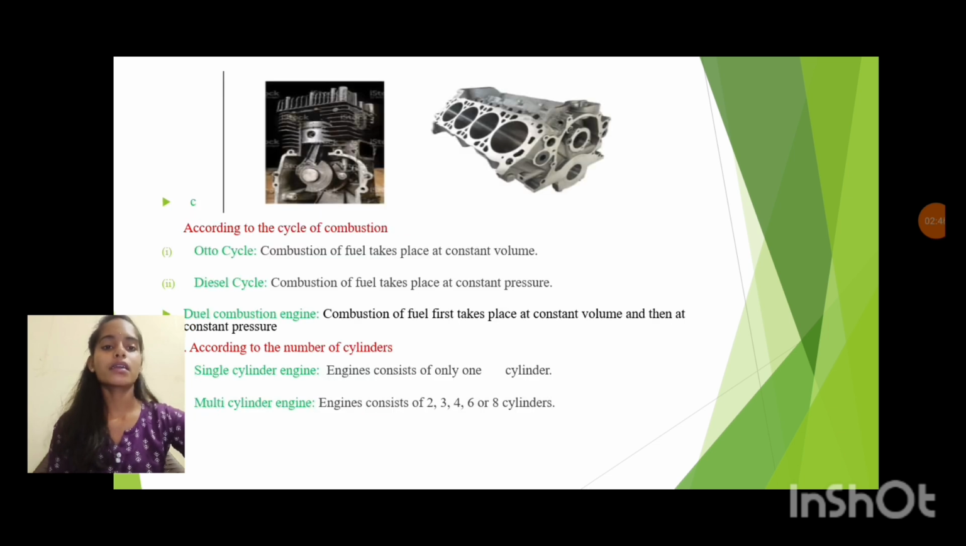According to the cycle of combustion: Otto cycle, combustion of fuel takes place at constant volume; Diesel cycle, combustion of fuel takes place at constant pressure; dual combustion engine, combustion of the fuel first takes place at constant volume and then at constant pressure.